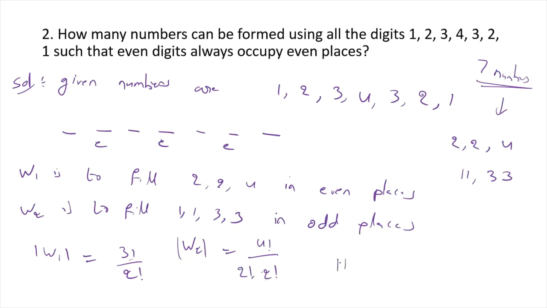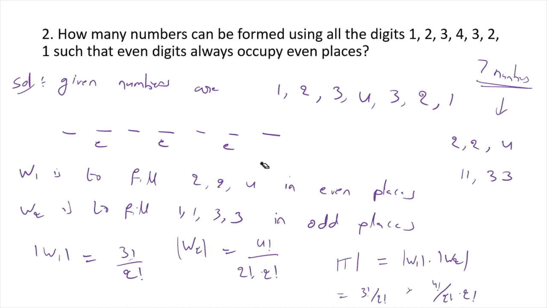Now total number of ways of completing the task is equal to number of ways of doing W1 times number of ways of doing W2. Which is equal to 3 factorial upon 2 factorial times 4 factorial upon 2 factorial times 2 factorial. So if you write these kind of statements, then things will be a little bit clear.